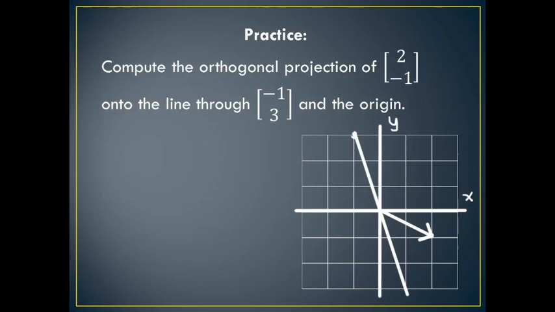Now what I'm going to do is I'm going to drop down y onto the line. So I'm going to call my vector 2, negative 1 vector y. I drop it down orthogonally onto the line, and I'm going to call that vector z. Now this vector from the origin to the point where z hits the line is my orthogonal projection y hat.